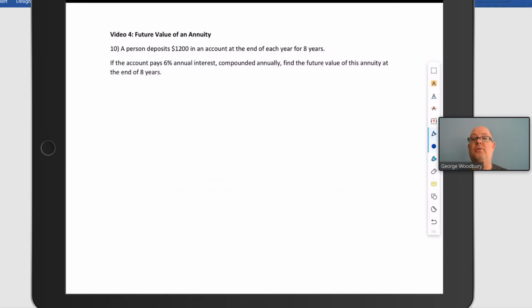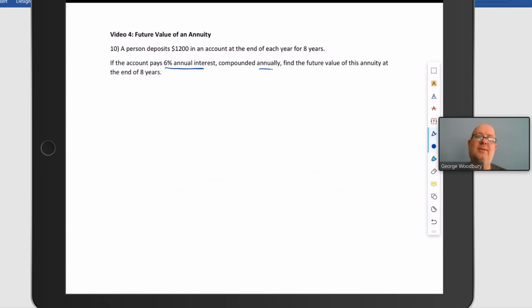We're told that a person deposits $1,200 in an account at the end of each year for 8 years. So at the end of this year, $1,200 goes in. It's going to earn some interest during the next year and will be followed by another $1,200 deposit. Those two deposits will earn interest in the third year, and then another deposit is made, and so on and so on. The account pays 6% annual interest, compounded annually, so only one time per year, and we want to find the future value. What is this account going to have as its balance at the end of 8 years?